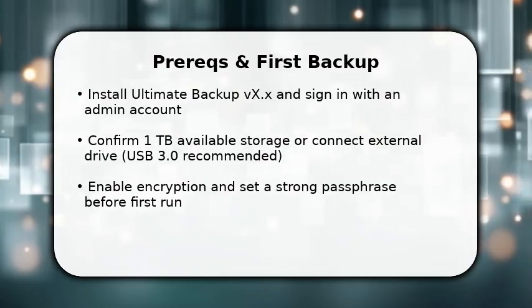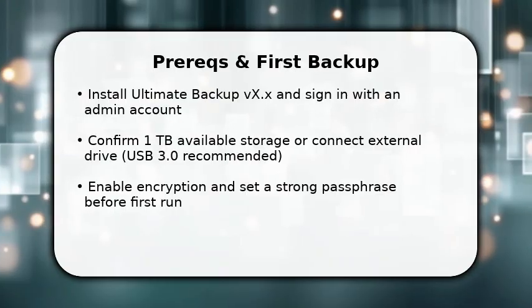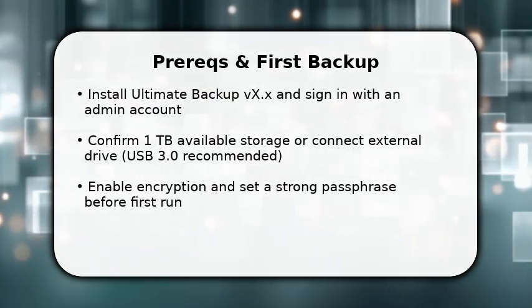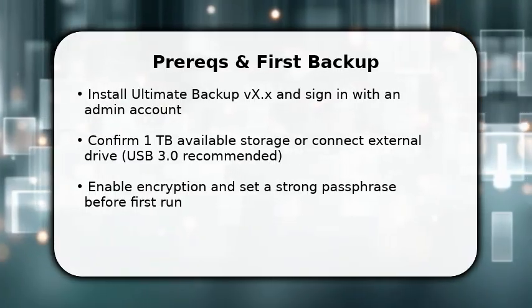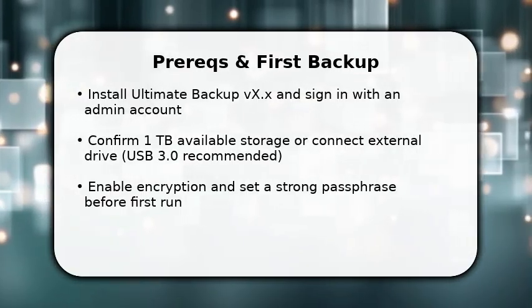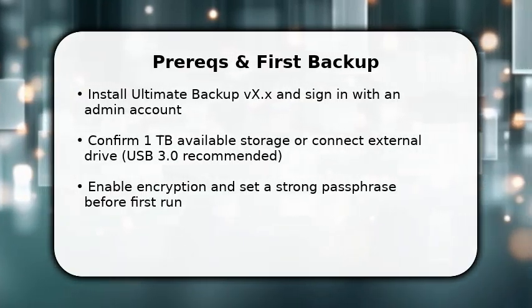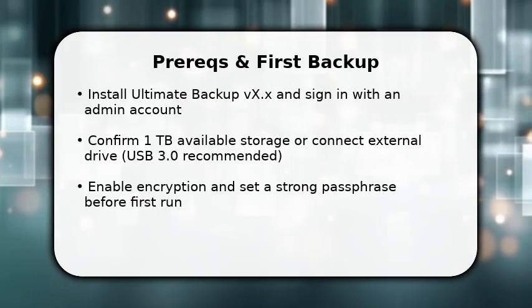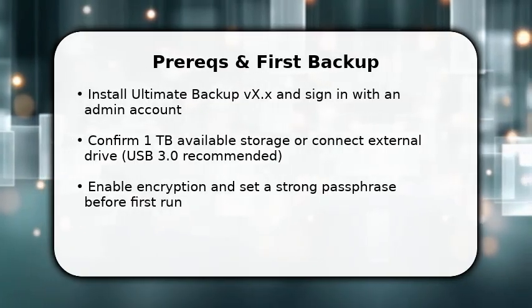You'll start by preparing the essentials. Install Ultimate Backup and sign in as an admin so you have full control. Once done, connect or provision at least 1 TB of storage, external USB 3.0 is faster, and enable encryption to protect data at rest. You're taking these steps now because a secure, ample target prevents failures later.